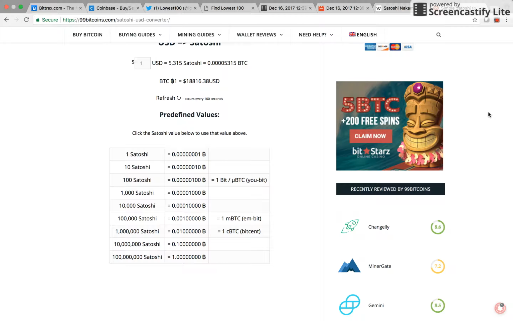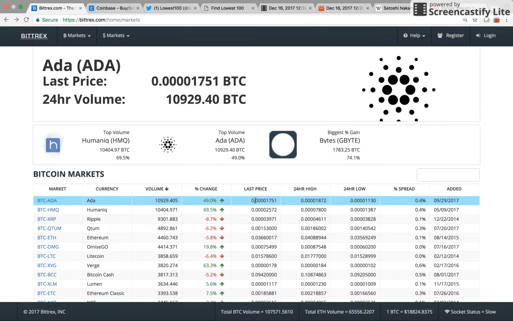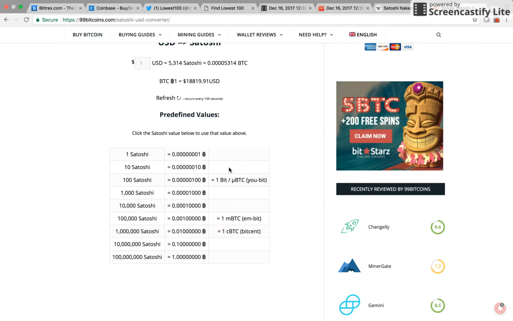I'm going to talk a little bit about Satoshi, what Satoshi means. When you look at the Bitcoin marketplaces, Coinbase or Bittrex, you do see some values after the decimal place. So it's like 100 million, with 8 decimal places after the zero. So what do those mean and how should I understand them? 100 million Satoshi is equal to 1 Bitcoin.